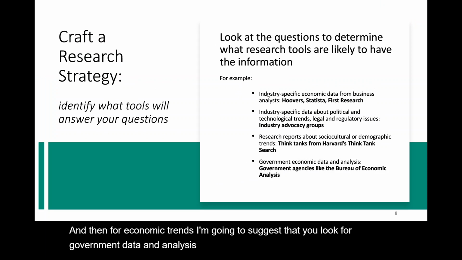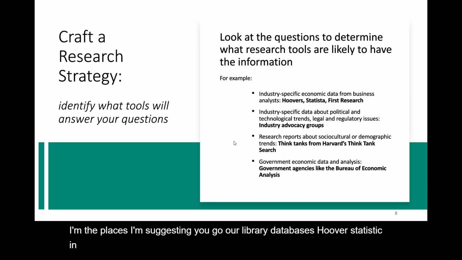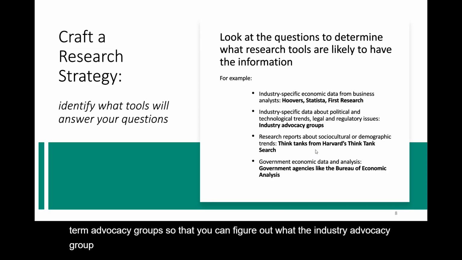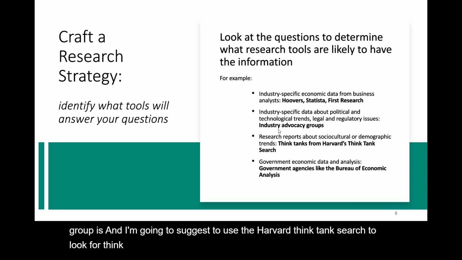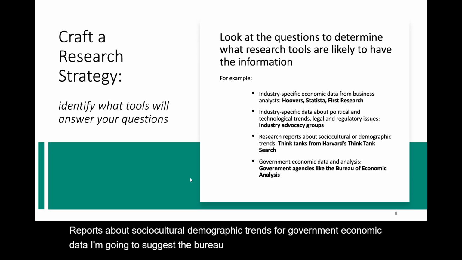For industry-specific economic data, the places I'm suggesting you go are library databases: Hoover's, Statista, and First Research. I'm going to suggest you Google your industry and the term advocacy group so that you can figure out what the industry advocacy group is. I'm going to suggest you use the Harvard think tank search to look for think tank reports about sociocultural demographic trends. For government economic data, I'm going to suggest the Bureau of Economic Analysis.